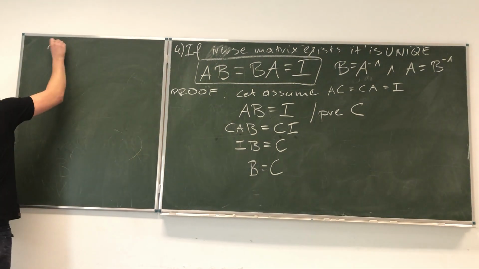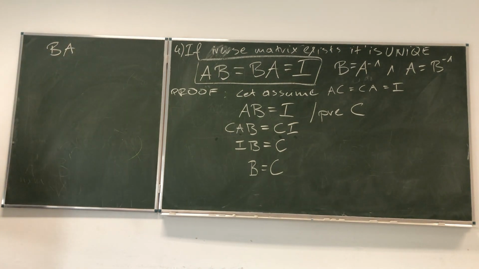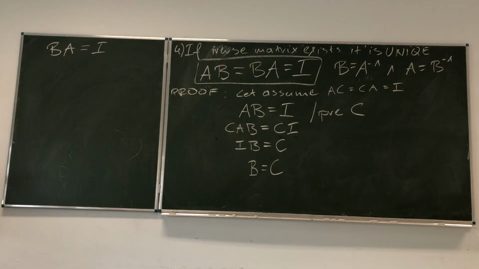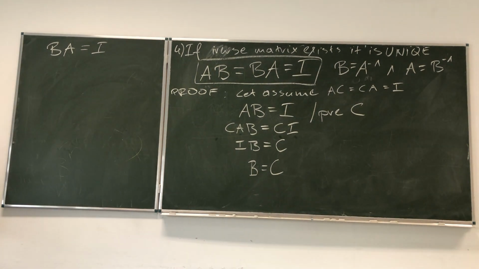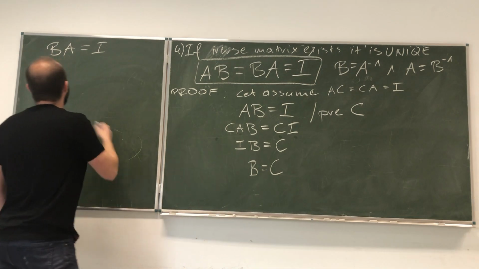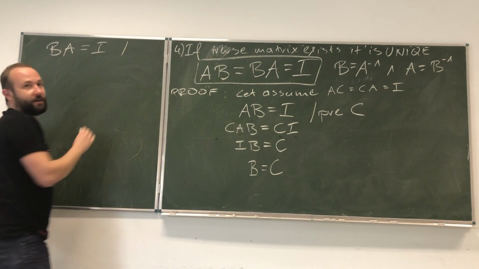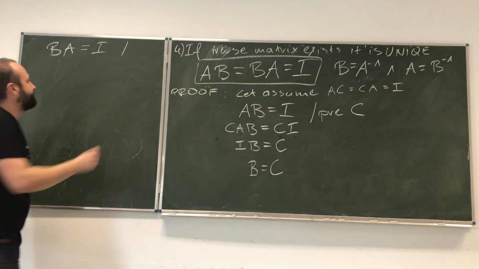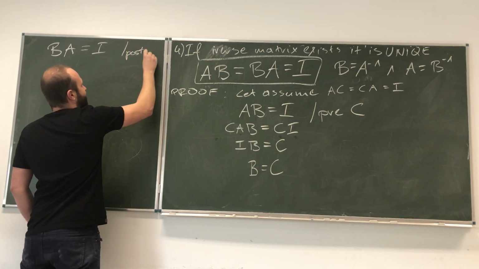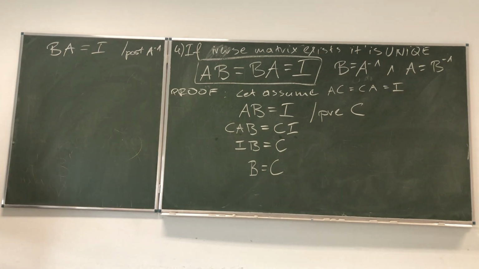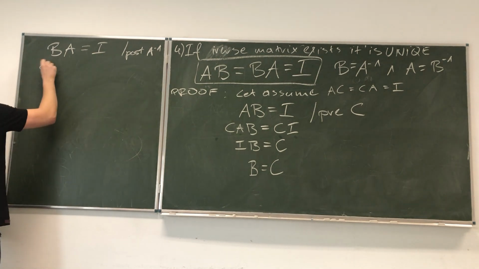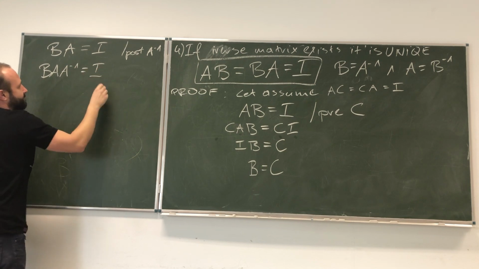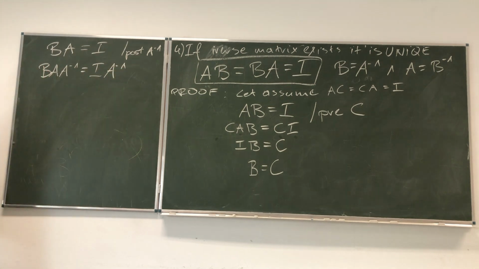If we've got the matrix BA equal to I, again, with the properties that we have, what can we do with this equation? We can post-multiply by A to the power negative 1. And look, what do we get now? We get B times A times A to the power negative 1, which is I times inverted A.